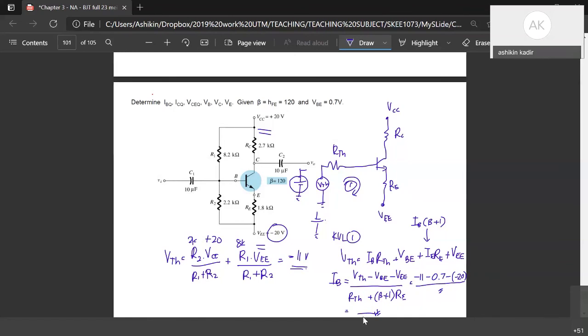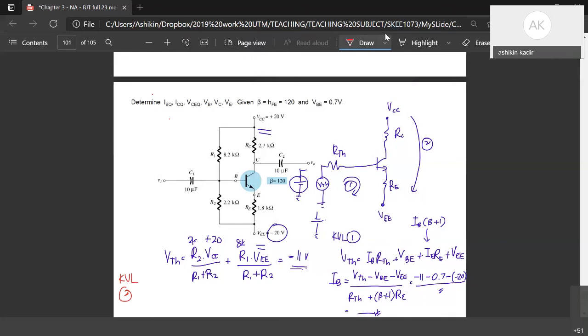Alright, so I just want to share that the KVL for the simplified circuit would be the same. However, the value that you need to replace for your VTH and VEE is according to the amount that are provided to you. So here your VTH, you get minus 11. So you put in your equation, VTH would be equals to minus 11. And then another KVL over here, KVL2.